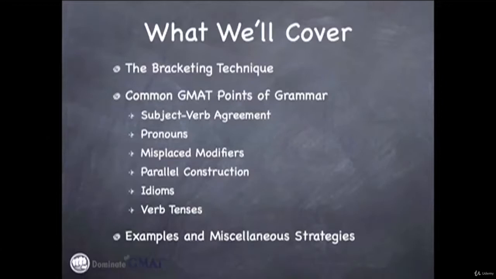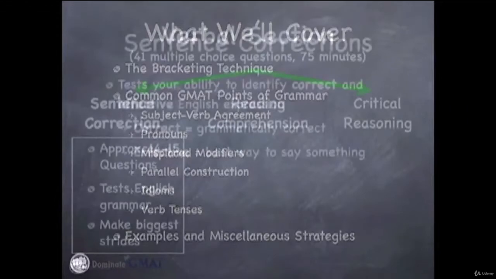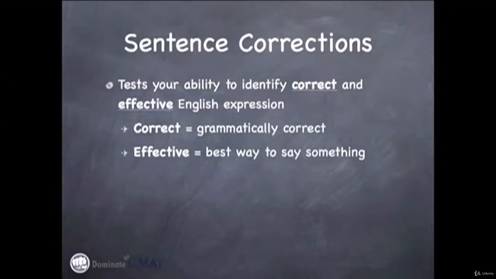And so we're going to really drill down into each of those 6 major points of grammar, not teaching you archaic points of grammar that maybe you learned back in high school, but teaching you the relevant grammar and specifically how is it tested by the GMAT, how can you identify it, and how can you ensure that you're going to get right answers. And of course, we'll go through various examples, and I'll be teaching other miscellaneous strategies along the way. Remember that sentence corrections test your ability to identify correct and effective English expression.